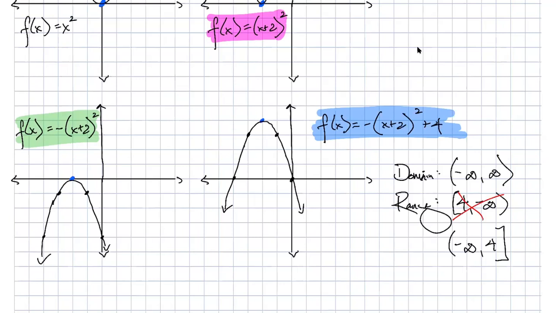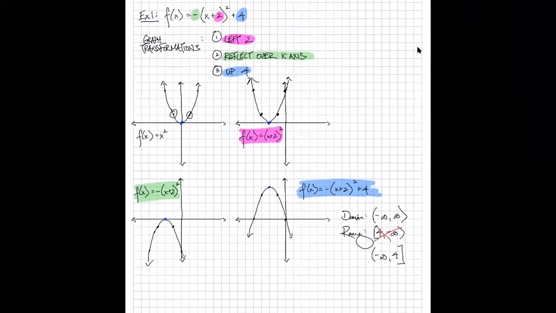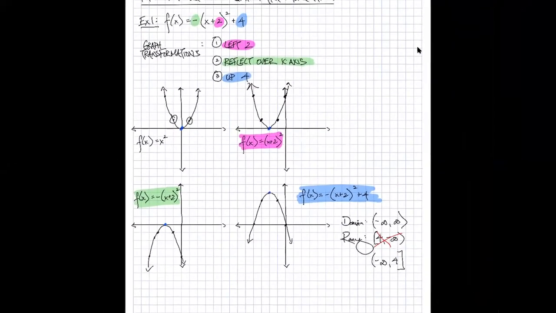Now I find it really easy to do the domain and range once I have the graph. And so that's why I really want to spend a lot of time making sure we can sketch pictures of this, because it tends to be helpful in finding the domain and range, okay? All right, let's try a couple more examples here.